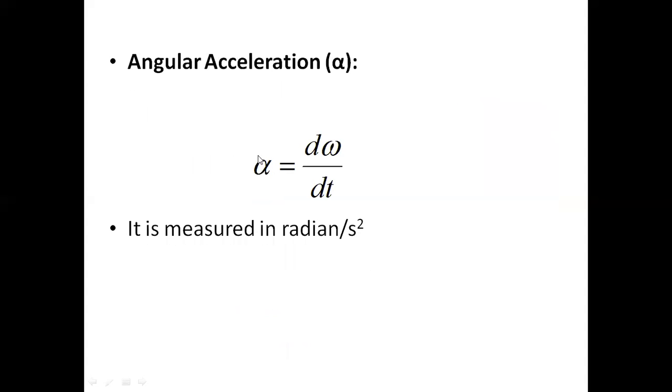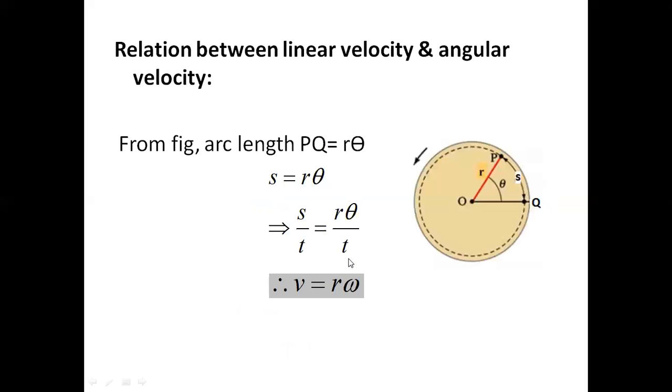Then what is angular acceleration? The rate of change of angular velocity is called angular acceleration. It is denoted by alpha. So alpha is equal to d omega by dt, and it is measured in radian per second square.